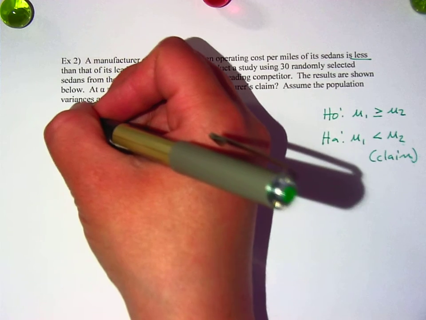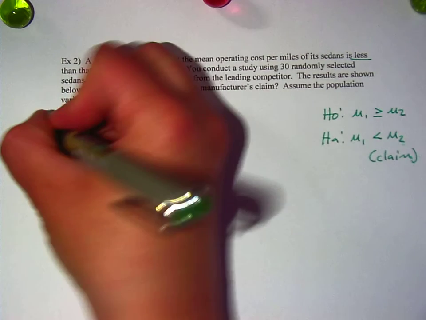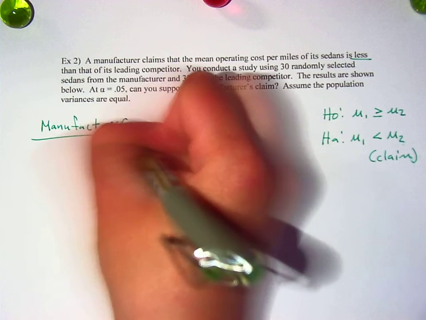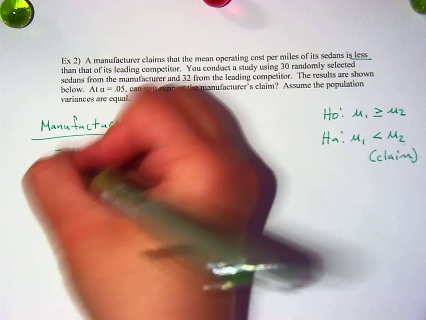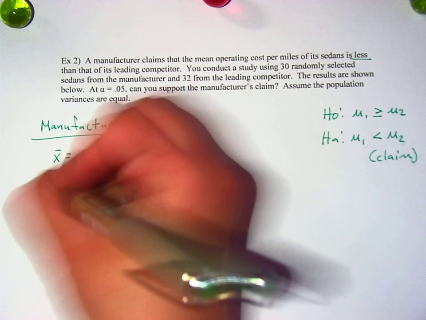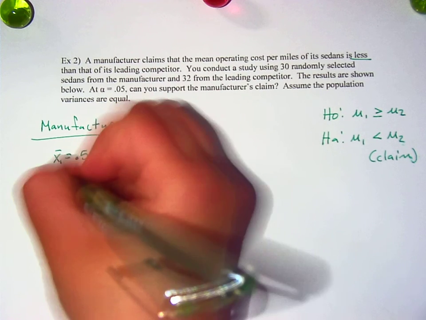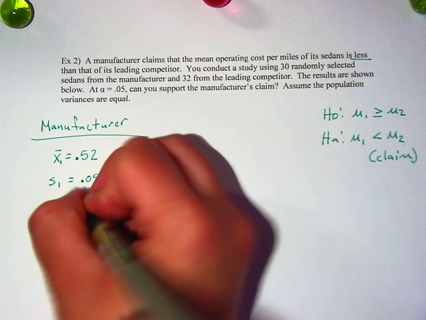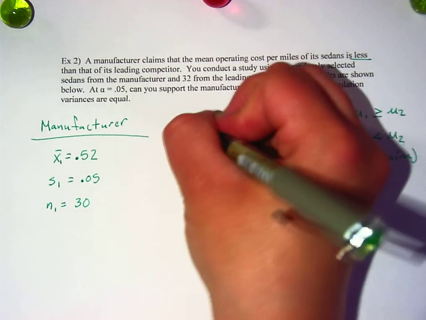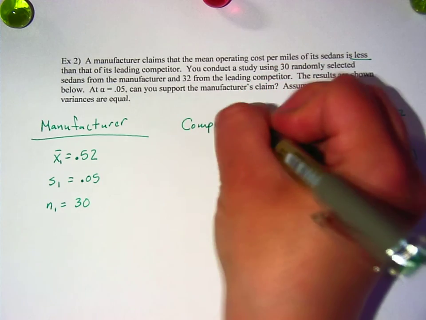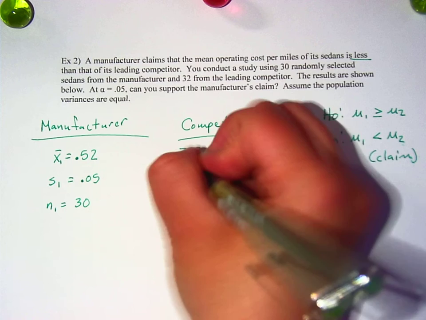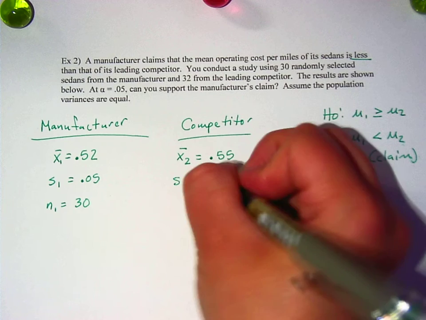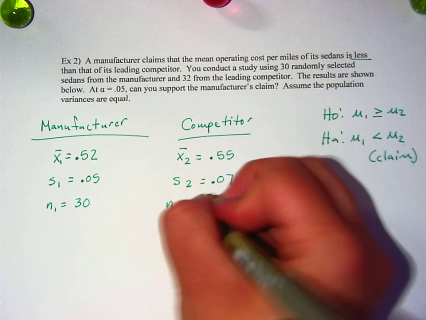So, the manufacturer, here's their stats. Their X bar is 52 cents per mile. Their standard deviation is 5 cents per mile, and their sample size is 30 cars. And then their competitor has a mean of 55 cents a mile, a standard deviation of 7 cents a mile, and a sample size of 32.